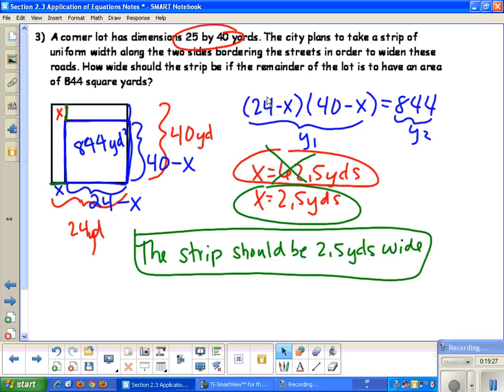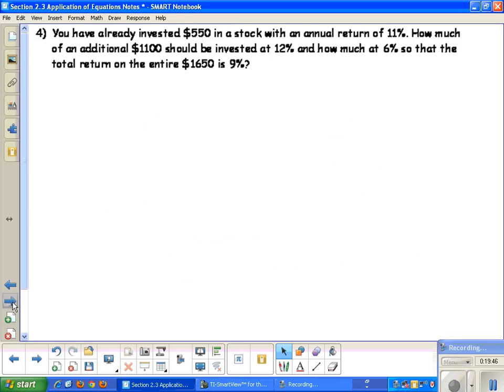And again, you can solve this by using the quadratic formula, by foiling, combining like terms, and setting it equal to 0, then using -b plus or minus the square root of b squared minus 4ac all over 2a, and then solving. Okay, so the next one's a little bit harder.